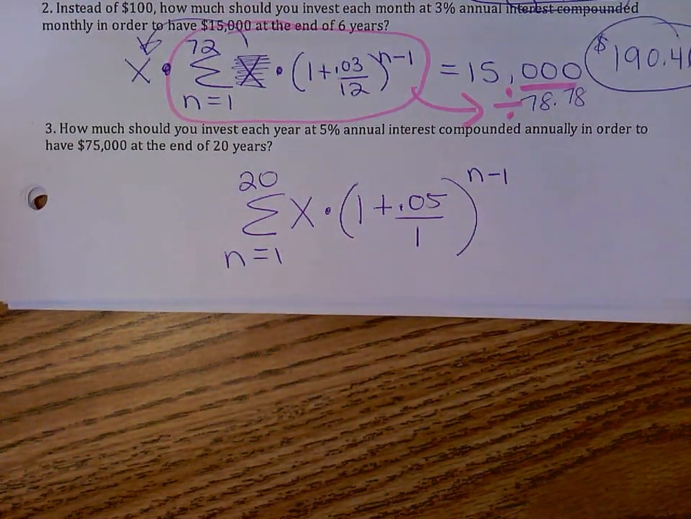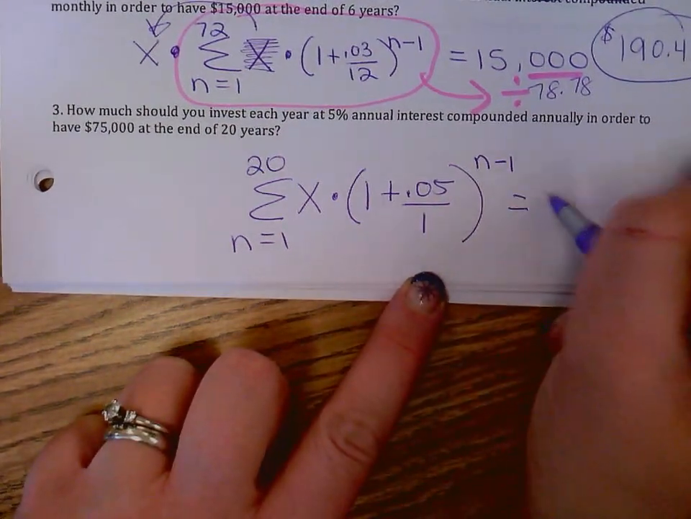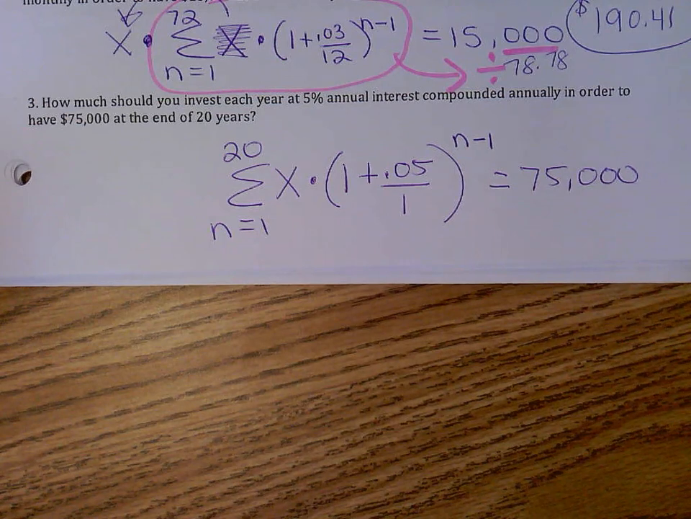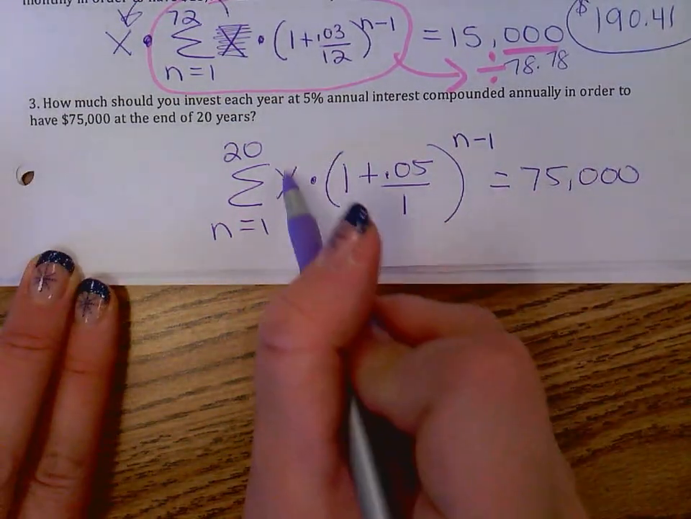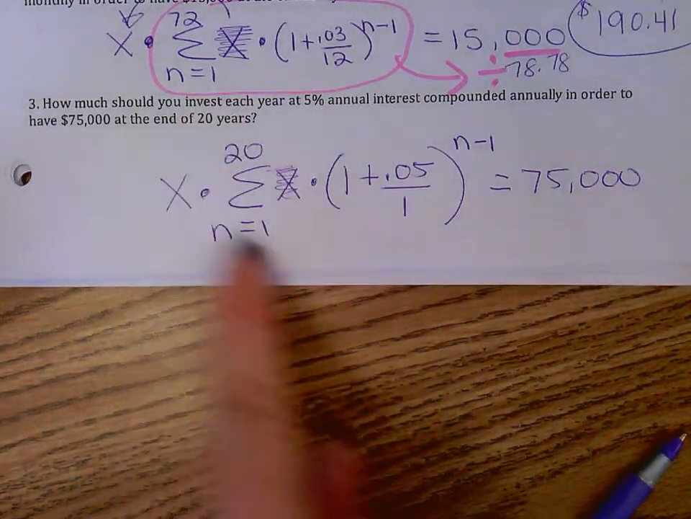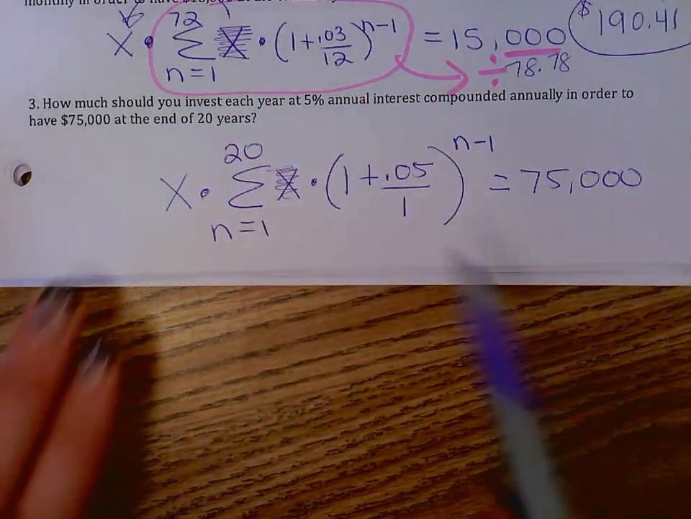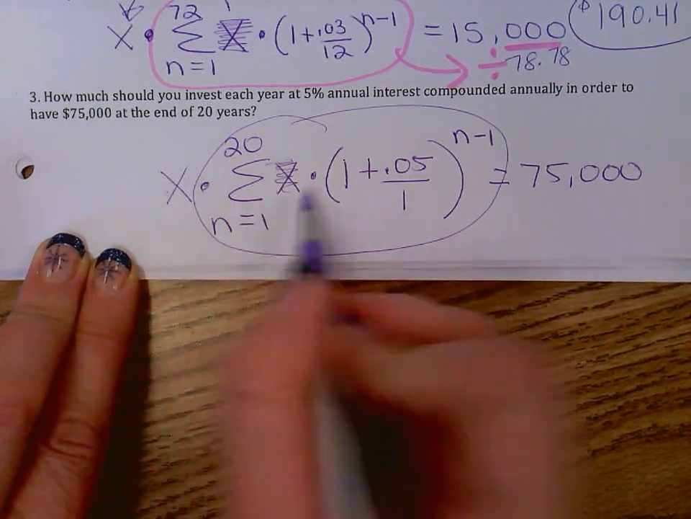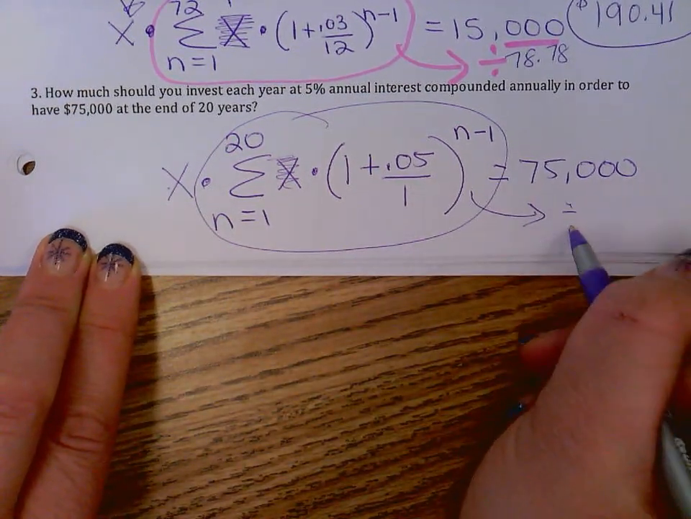I want to make my outcome be $75,000. So you're going to pretend that you're going to slide that X out front. You're going to calculate this interest. So this is a summation of kind of the interest. Then you'll have X times that, and you can divide your interest to the other side to solve for X.